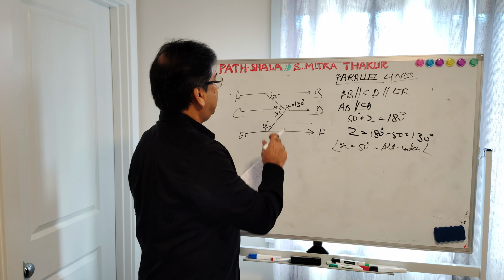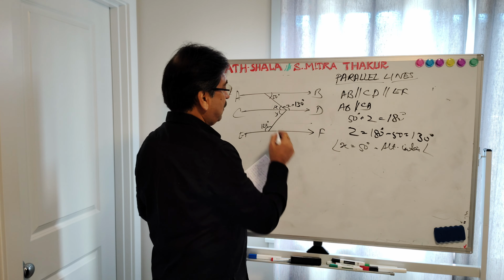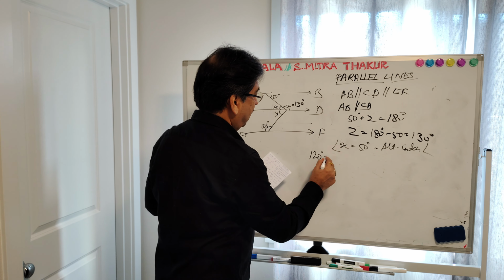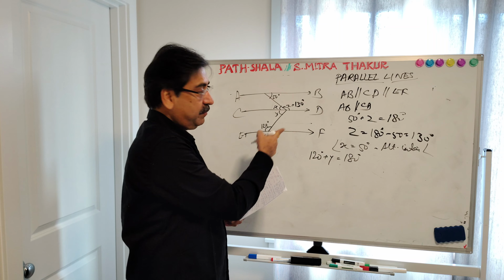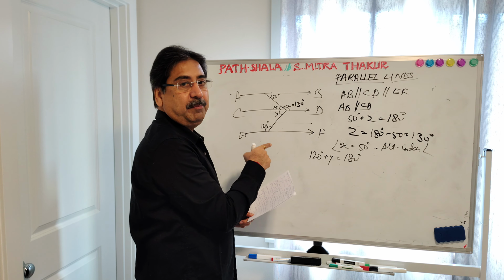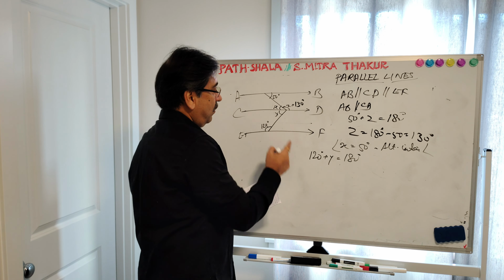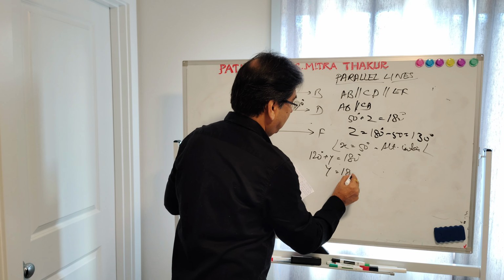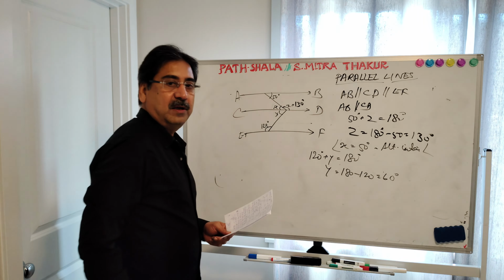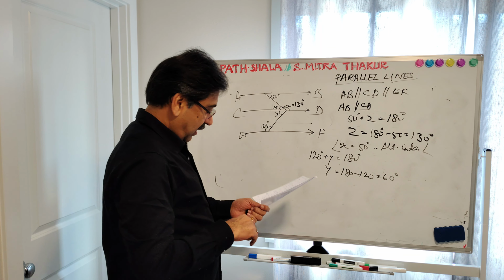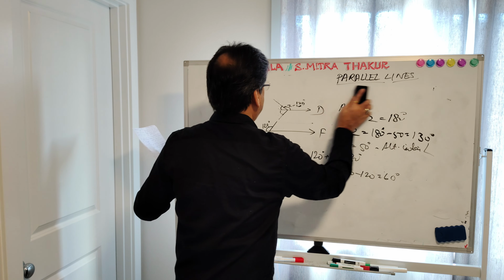Again, here 120 degree. So 120 degree plus Y is equal to 180 degree. On the same side of the transversal, within the parallel lines, the addition is 180 degree. So Y will be 180 minus 120, which is 60 degree. Right? So you can do all the mathematics like that from the parallel lines. Right?